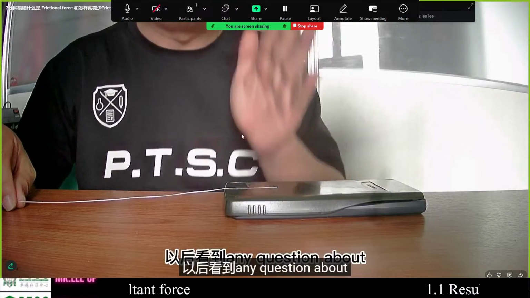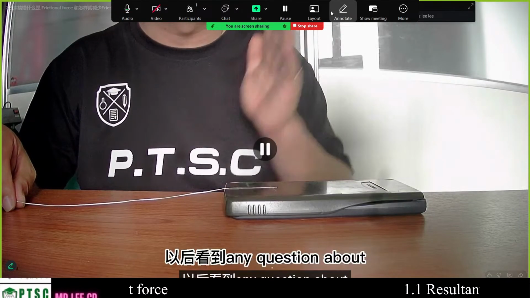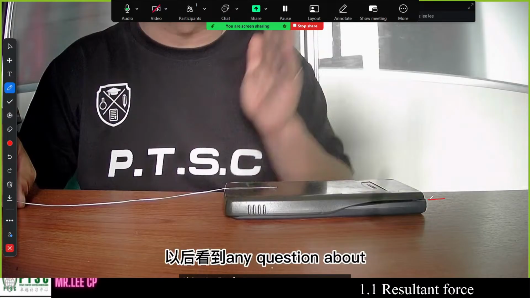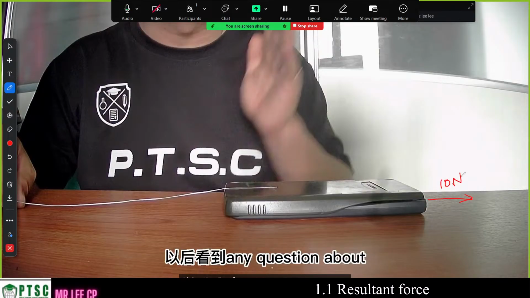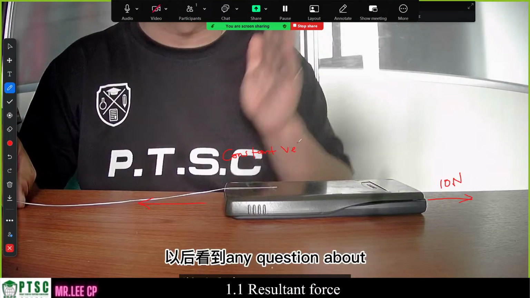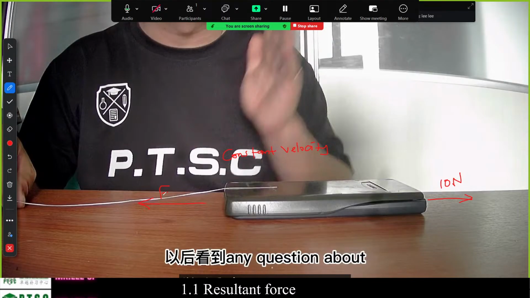Right? So the frictional force is 5 Newton. Now the question said the frictional force is 10 Newton. So when you pull, the question said it moves with constant velocity. So how much F will make it move with constant velocity?